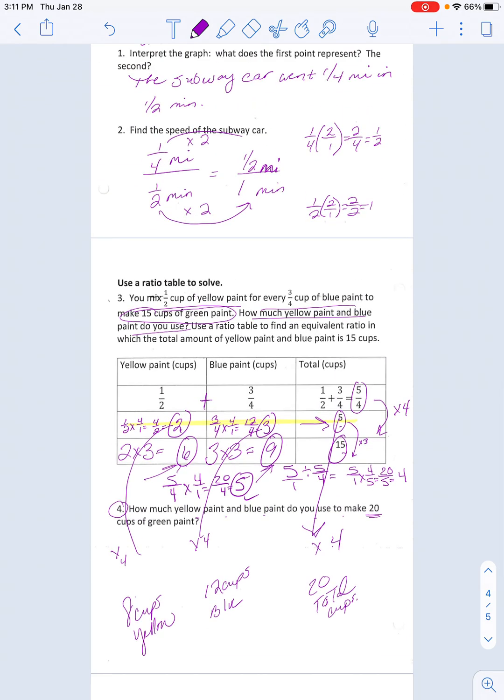Okay. Alrighty, guys. I know that one was a little bit more difficult than the first one. So there are your first set of notes for Chapter 5, ratios and rates.